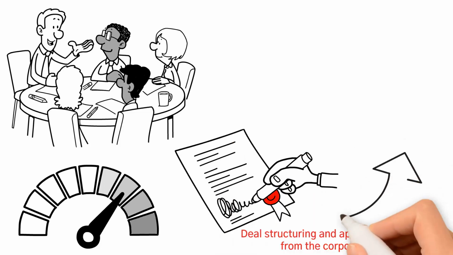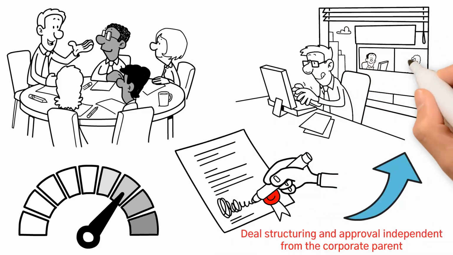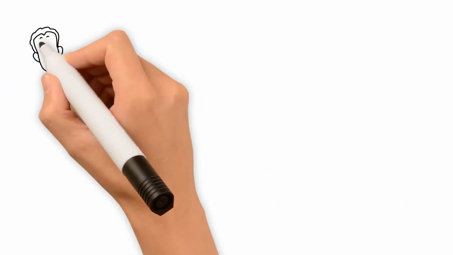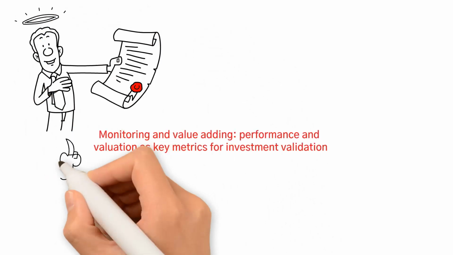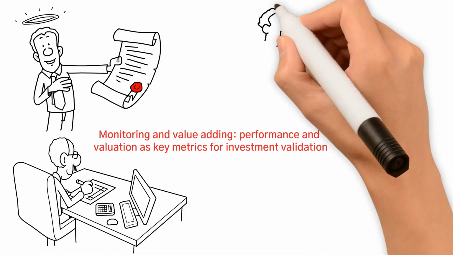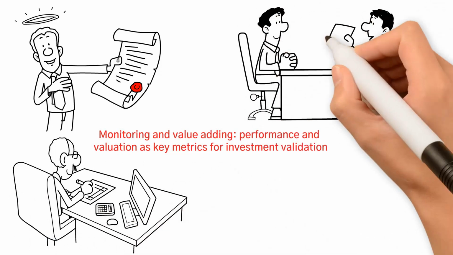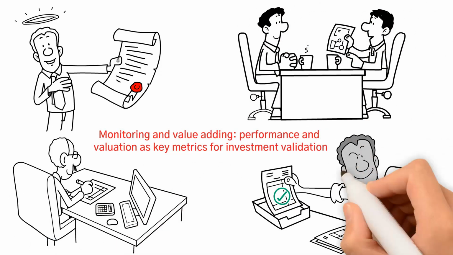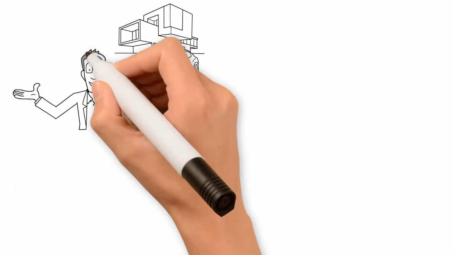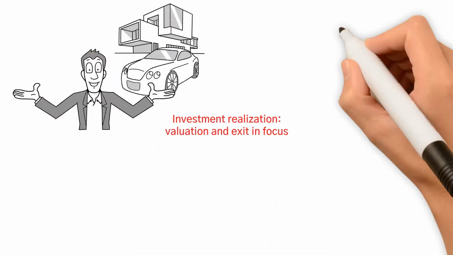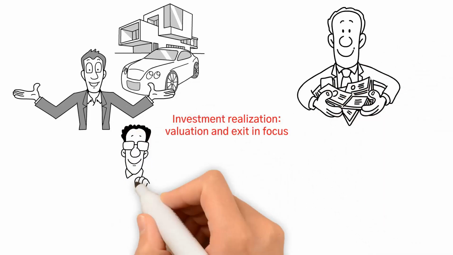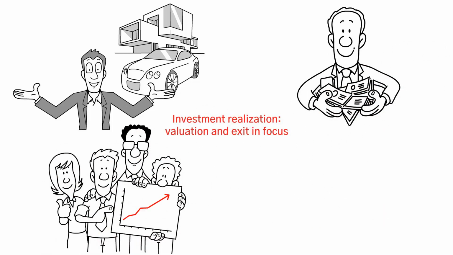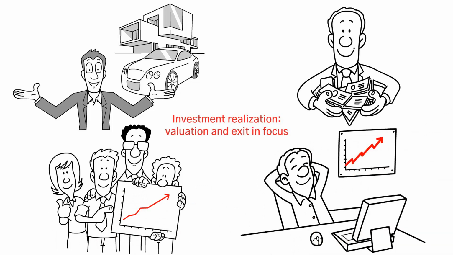Deal approvals are granted independently of the corporate parent, giving the CVC unit the autonomy to act quickly and decisively. In this model, financial performance and valuation metrics are the primary criteria for validating investments, focusing on tangible returns. Finally, the ultimate goal in the investment realization process is the maximization of valuation and exit strategies, prioritizing financial gains.